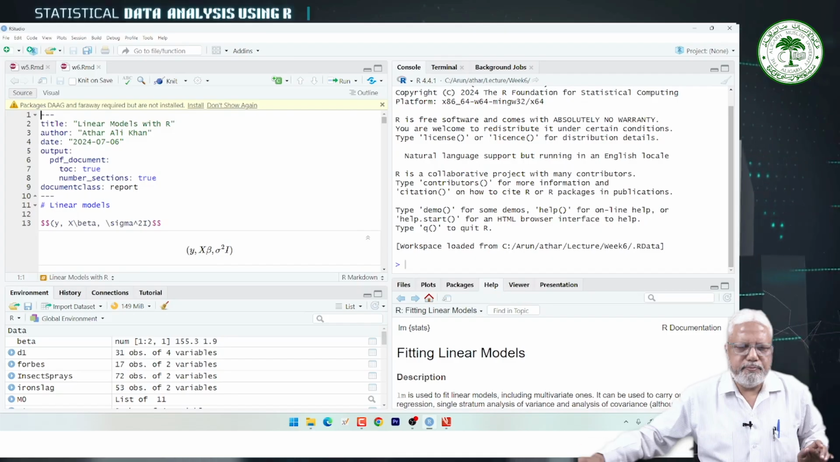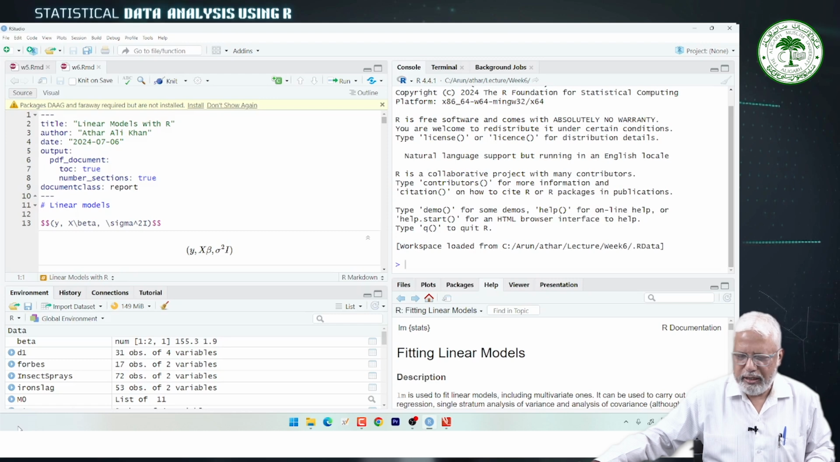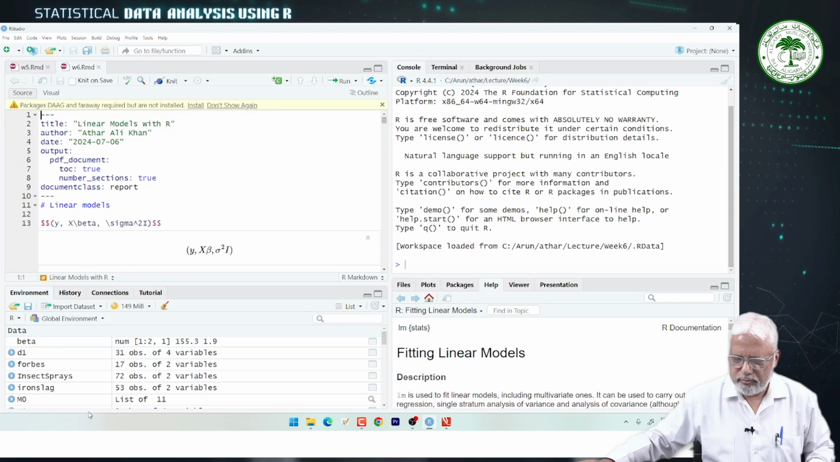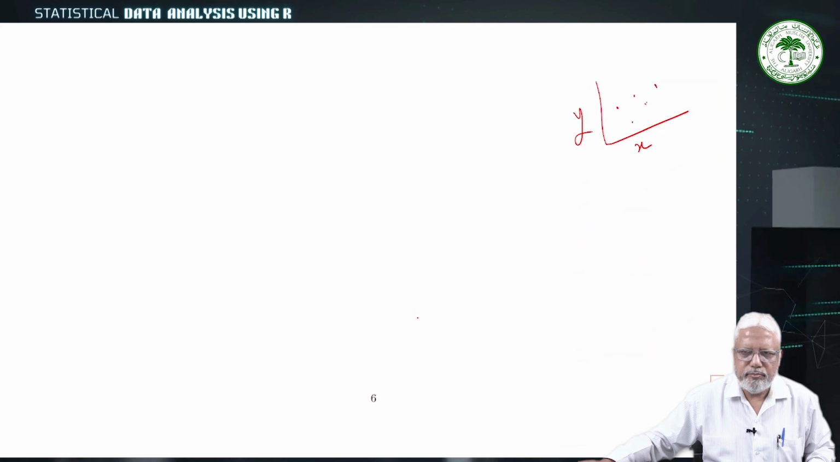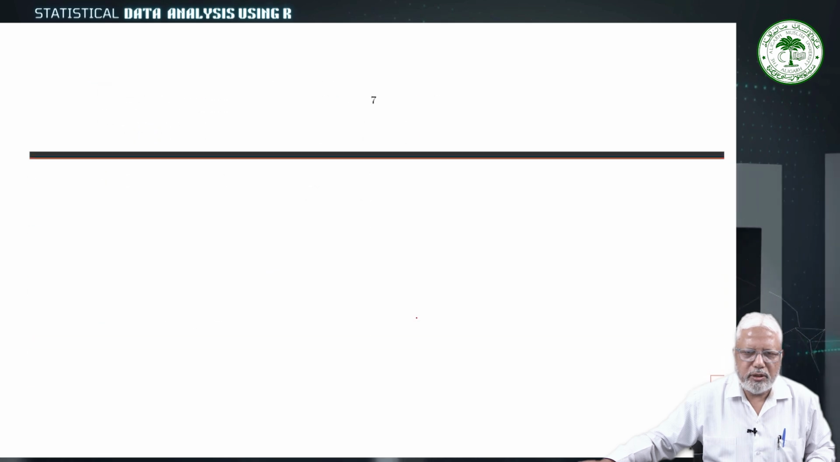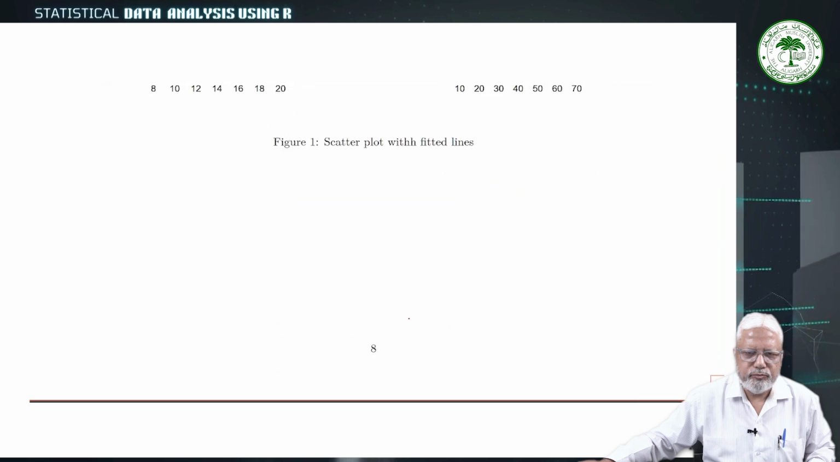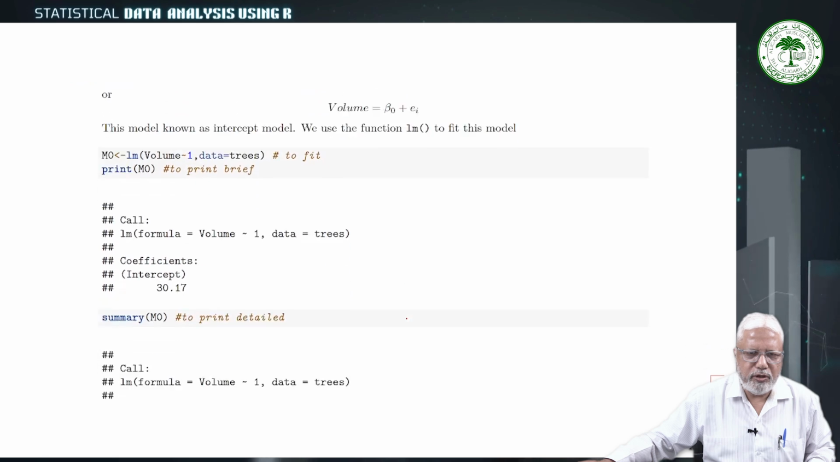Well, my dear participants, in my current talk, I am going to talk about pairs and then sum of squares, then fitting of LM, example, volume trees.